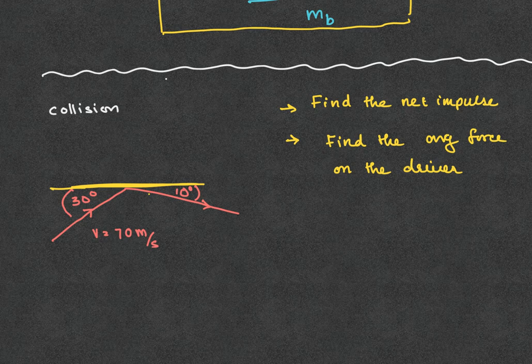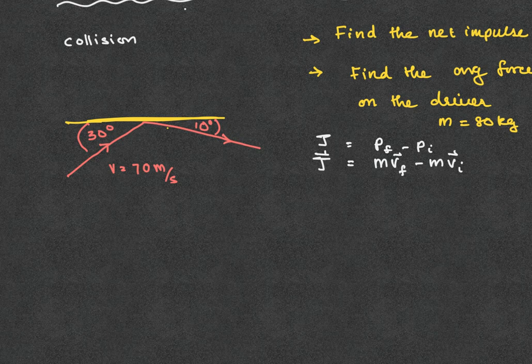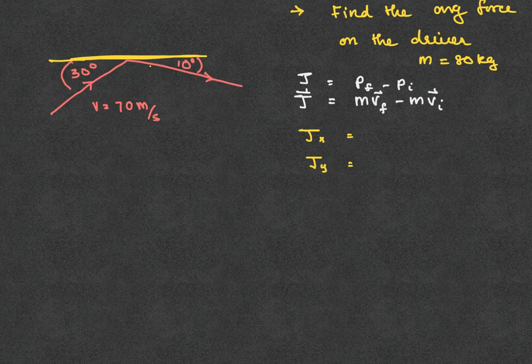And in order to find the impulse, we can use two different equations. The first equation, J equals mass times V final minus mass times V initial. In other words, P final minus P initial, change in momentum. But we know that J is a vector, momentum is a vector as well. So we have to find x and y components of J. So Jx, Jy, we have to find those, and then we can find the net using that.